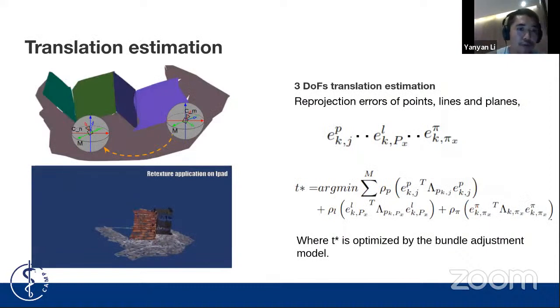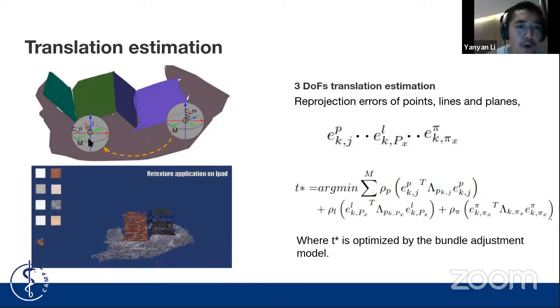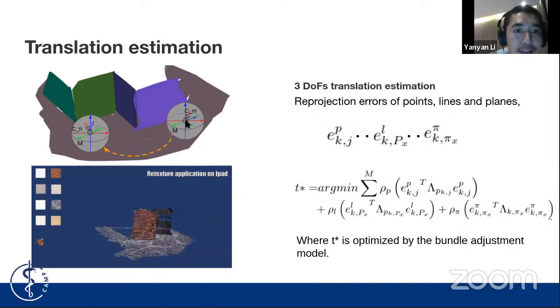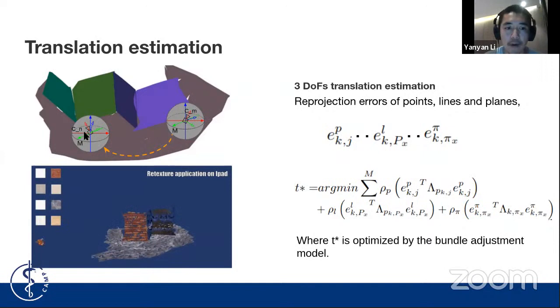I also introduced that for different frames, it will have different Manhattan frames. So based on this kind of orientation, we can compute the rotation matrix.